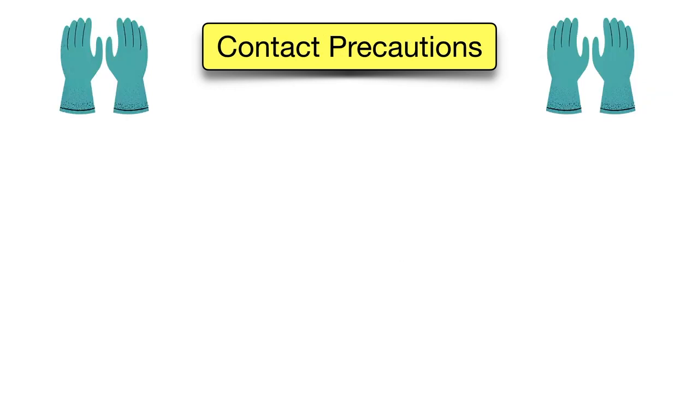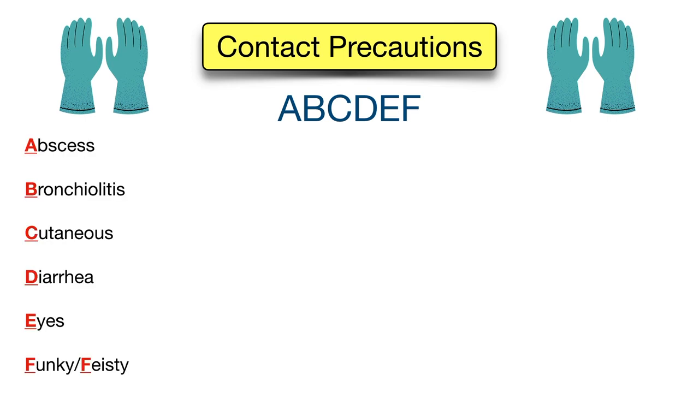Next we have contact precautions. The way I like to remember these is by using A, B, C, D, E, F. This will help you remember A for abscess, B for bronchiolitis, C for cutaneous, D for diarrhea, E for eyes, and F for funky or feisty.